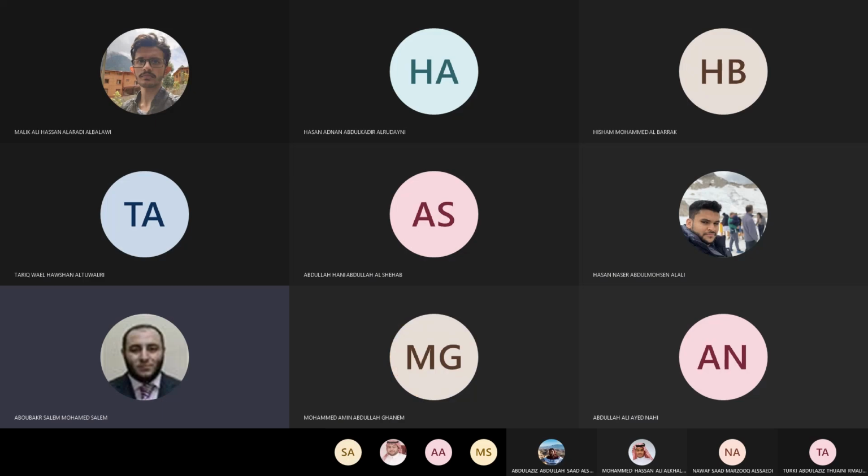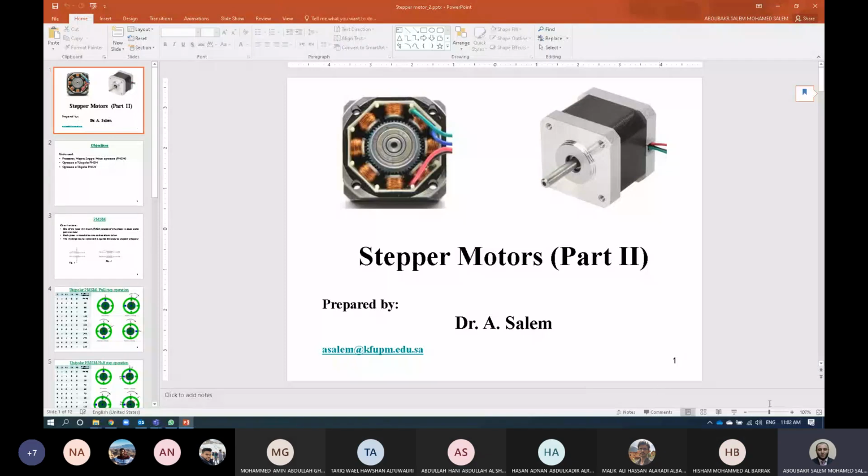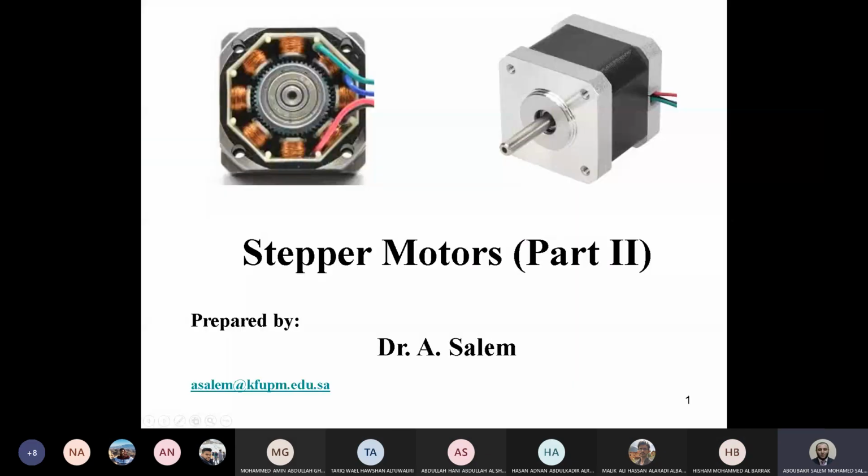We will continue our discussions on stepper motors. Recently we discussed the variable reluctance stepper motor. We discussed the operation at full step and half step, and we compared between the full step and half step operation, which one has higher power, what the torque shape is, and so on.